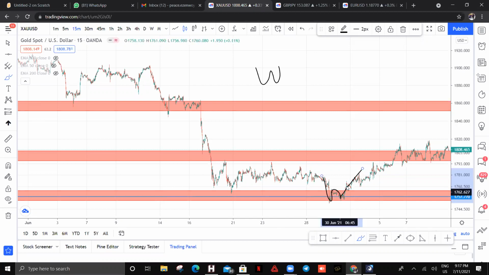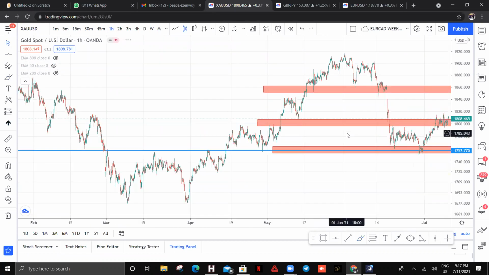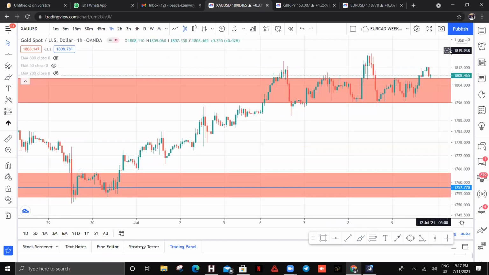But now let me show you how you can identify the zone first on the 1 hour, before you take your entry. So let's go to 1 hour. If you're using this strategy, I use it on 1 hour. You can use it on any time frame: 15 minutes, 30 minutes, 1 hour, but I prefer to use it on 1 hour.